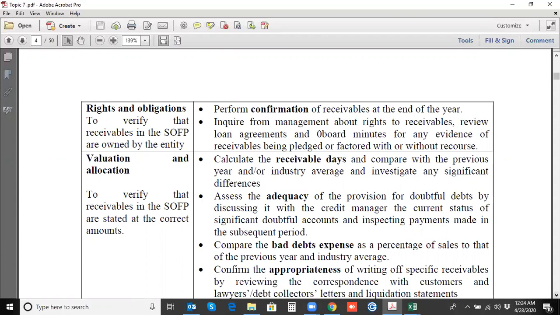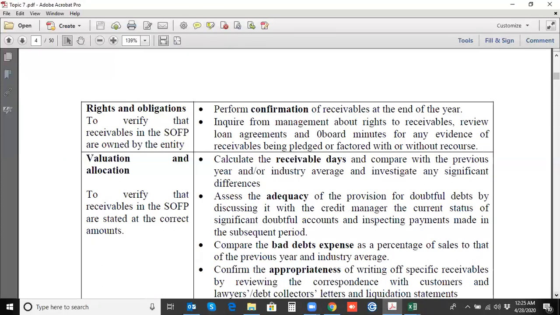Inquire from management about the rights to receivables. They could be receivables that maybe have been pledged as security for borrowings. We have certain kinds of financing that are going to create floating charges. So discuss with management and let them confirm if there's any arrangement such as this, so that you can treat and disclose properly in the financial statements.